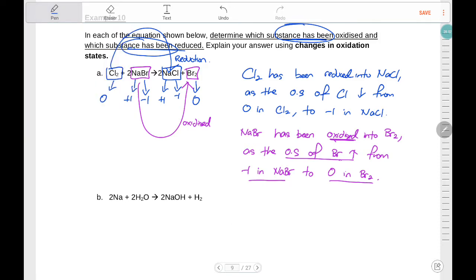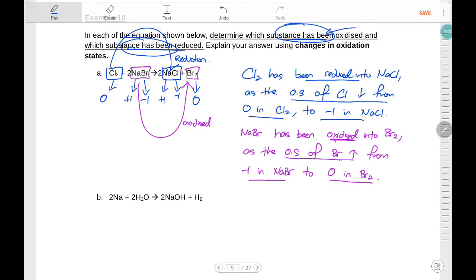While for chlorine, it has been reduced because the oxidation state of Cl decreased from 0 in chlorine to -1 in NaBr. Okay, so in this case, we do not say that since both reduction and oxidation have taken place, this is a redox. There is no need, because the question is not asking for that. So you have to be very clear. There will be slight nuances in how the question is asked. In this case, we don't have to talk about that.